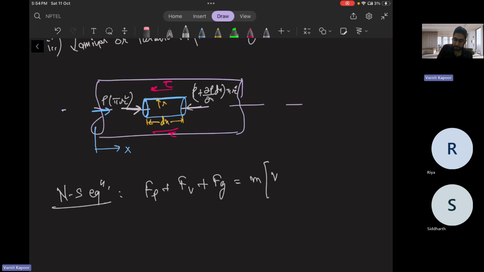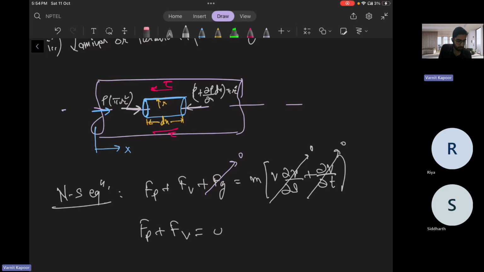What is along the streamline, if I say V dou V by dou S plus dou V by dou T? We have assumed that it is uniform and steady, so this whole term becomes 0. We assume that there is no gravity force, so let us take this also as 0. So we are left with Fp plus Fv is equal to 0.